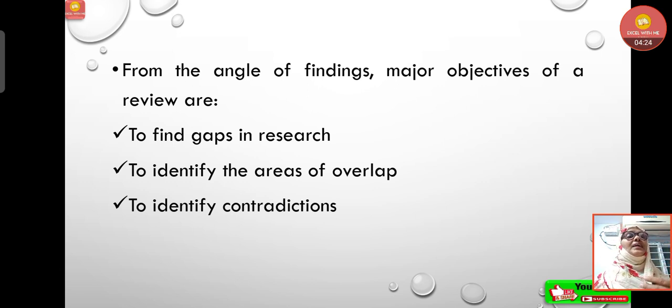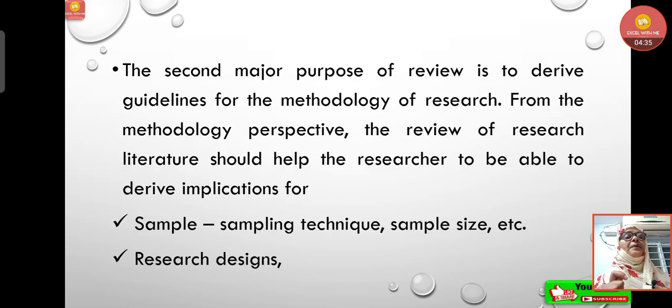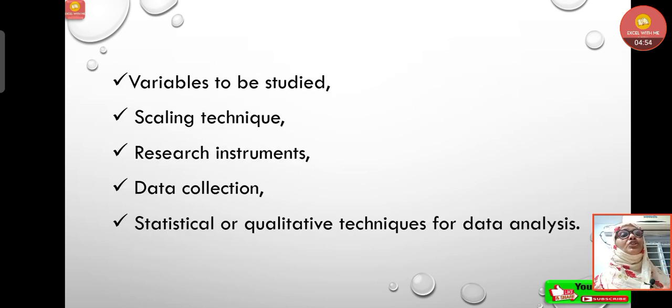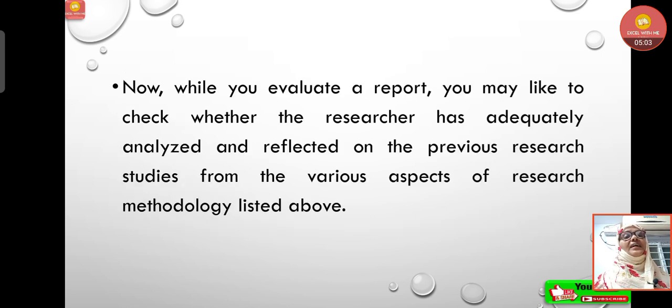From the angle of findings, major objectives of a review are to find gaps in research, to identify the areas of overlap, and to identify contradictions. The second major purpose of review is to derive guidelines for the methodology of research. From the methodology perspective, the review of research literature should help the researcher to derive implications for sample, that is sampling technique, sample size, etc. Then research designs, then variables to be studied, scaling technique, research instruments, data collection, then statistical or qualitative techniques for data analysis.